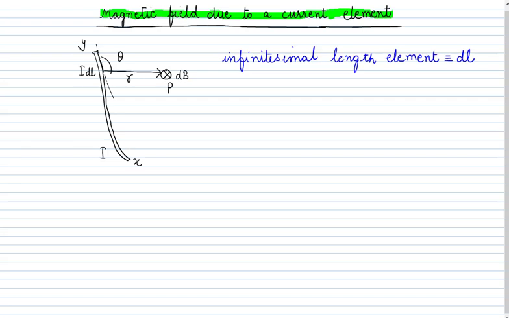Take a small finite length element, then a current I is flowing through it. Take a small length element dl at a distance r. Take a point P where we want to calculate the magnetic field dB, and the angle between dl and r is theta. For magnetic field, we know that the most important rule is Biot-Savart's rule, or we call it Biot-Savart's law. Here we will study what this Biot-Savart's law is.